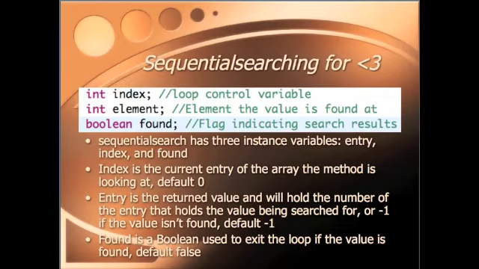Sequential search has three instance variables: entry, index, and found. Index is the current entry of the array that the method is looking at, default 0. Entry is a returned value that will hold the number of the entry that holds the value being searched for, or -1 if the value isn't found. Default is set to -1. Found is a boolean used to exit the loop if the value is found. Default is set to false.